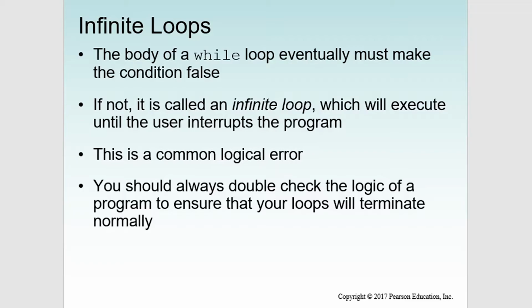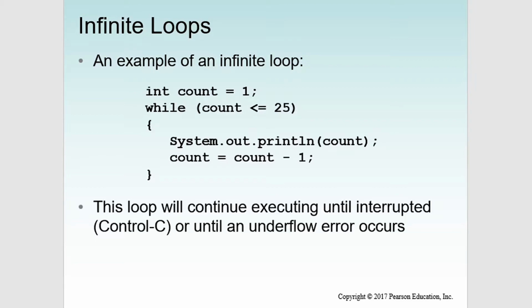Infinite loops. The body of a while loop eventually must make some condition false. If not, it's called an infinite loop, which will execute until the user interrupts the program. This is a common logical error. You should always double check the logic of your program to ensure your loops will terminate normally. And then here they have an example of an infinite loop.